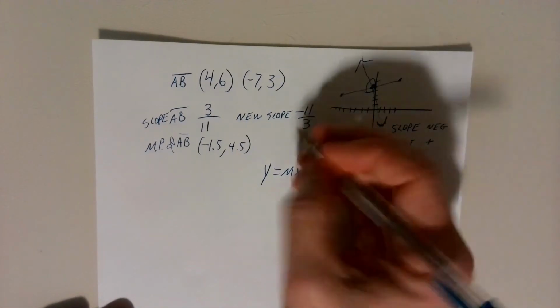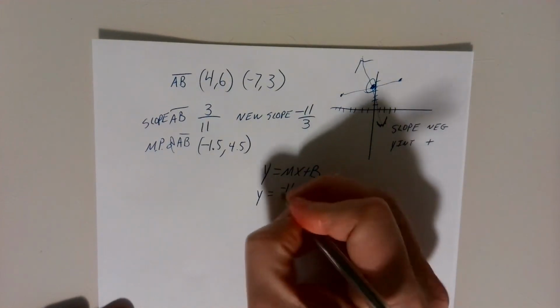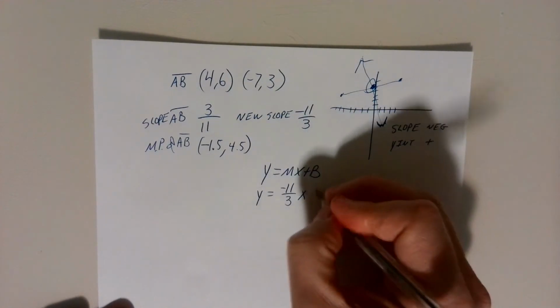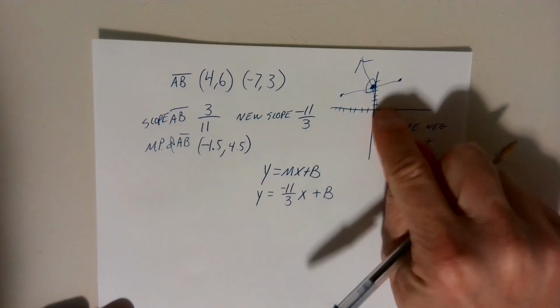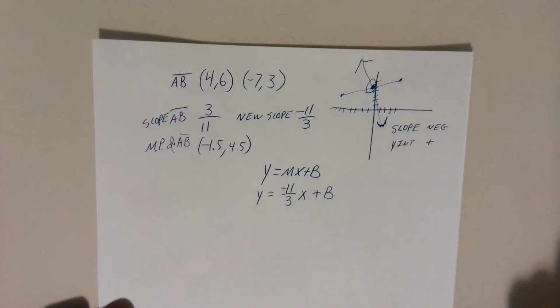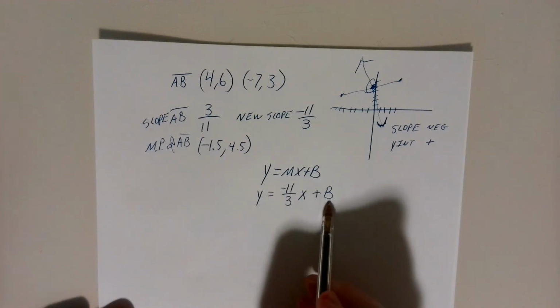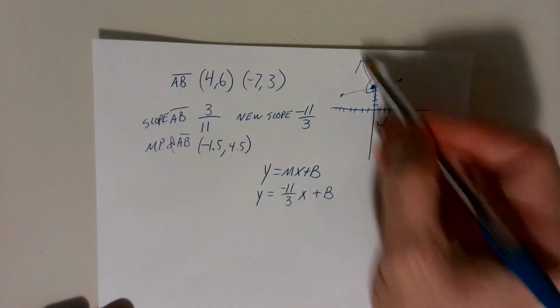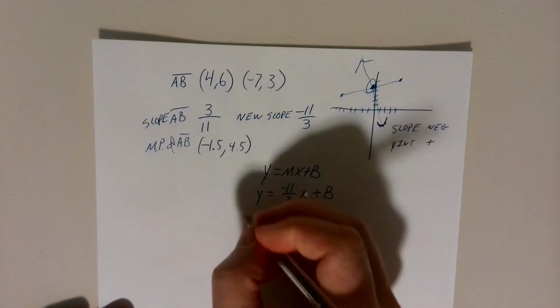So I know my slope. y equals negative 11/3 x plus b. I just don't know my y-intercept. I need to find out where that point is right there, because then I can have a line. So I have 3 variables, which means I have to know an x and a y in order to find the b. Well, I know only one point on this line, and that's that midpoint right there.